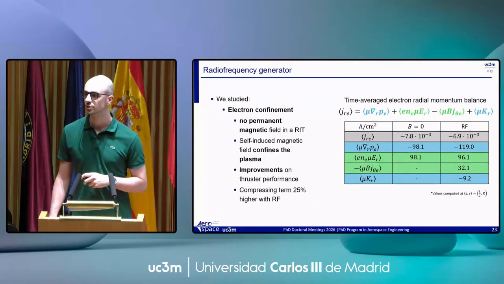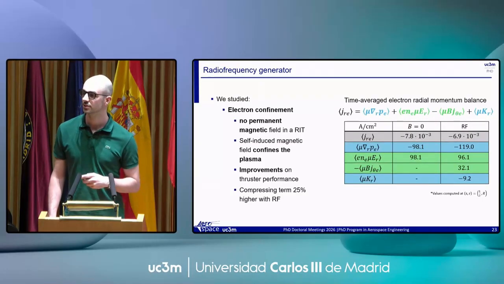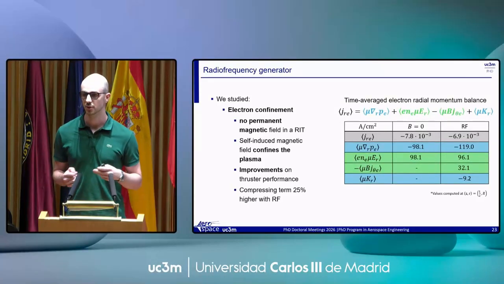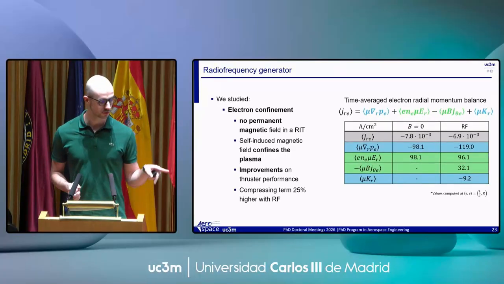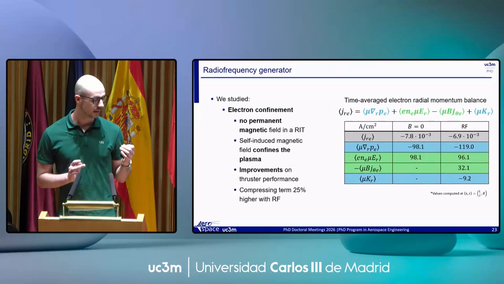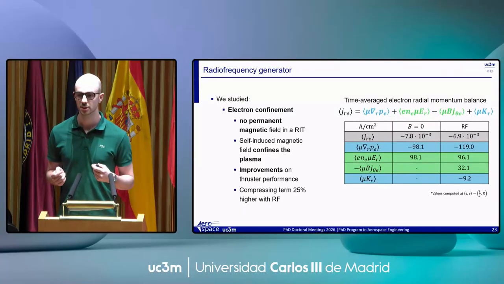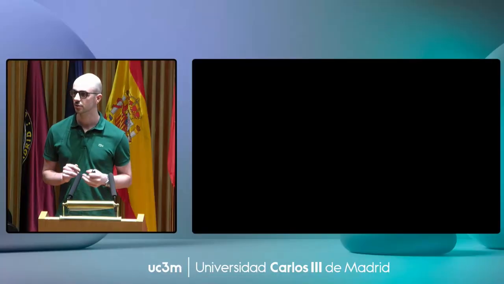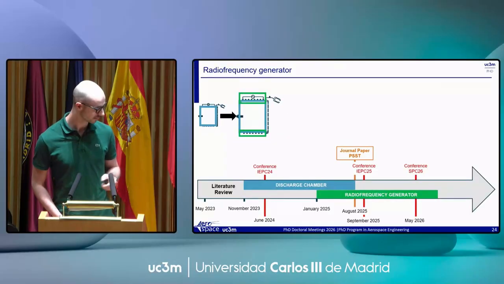Going to the equations, here you have the time average radial momentum electron equation. And you can see that this one is basically a balance between compressing and expanding forces. When we moved from the previous model, which is the model without the magnetic field, to the model with the RF magnetic field, we have another term, in green, which comes from the Lorentz term, which increases the total compressing force by about 25%, which then is the reason why we have this plasma confinement.